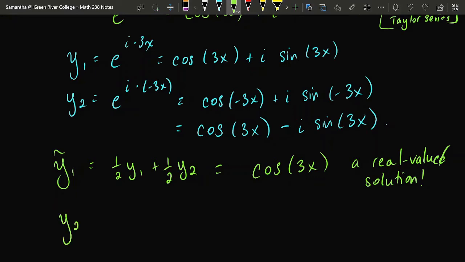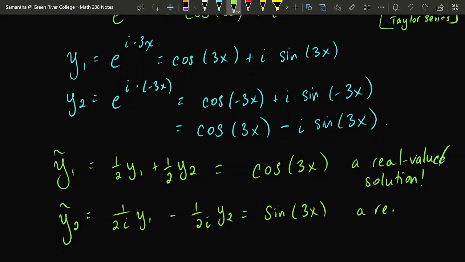Likewise, if you multiply y1 by the constant 1 divided by 2i, multiply y2 by the constant negative 1 divided by 2i, and then combine those, this will give you just the sine portion, real valued.